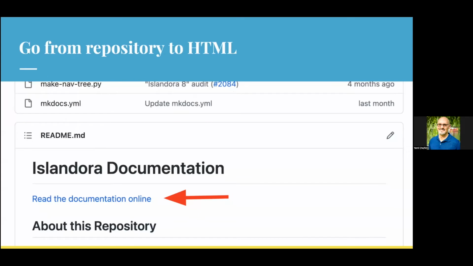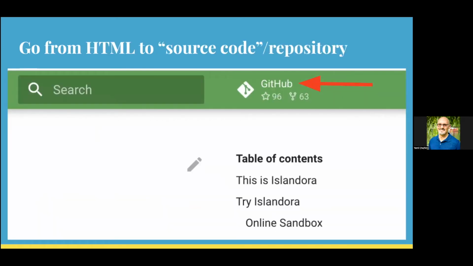And I want to mention there's a quick way to go from one version to the other. So if you're in the repository version, if you scroll down that first page, you can see this link that says read the documentation online. That'll take you to the HTML version. And if you happen to be stuck in the HTML version and you want to go to the GitHub version, in the upper right, you'll see this link that I highlighted called GitHub. That'll take you back. So I just wanted to get that out of the way.